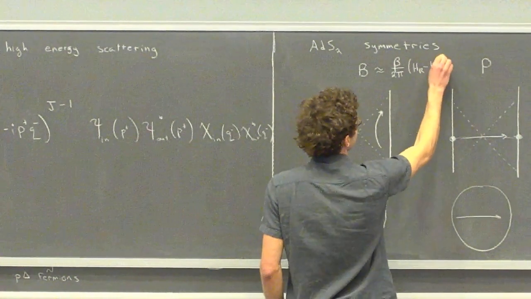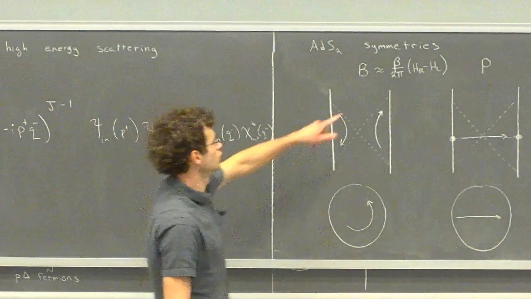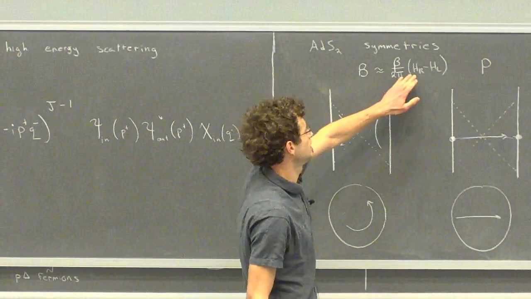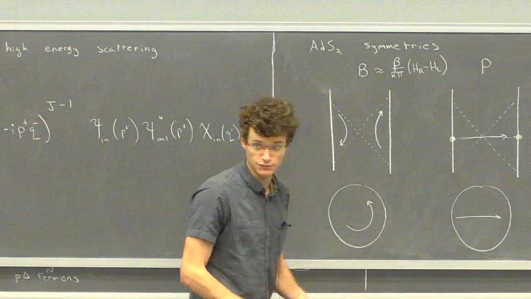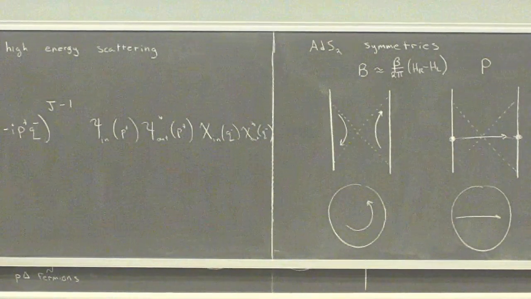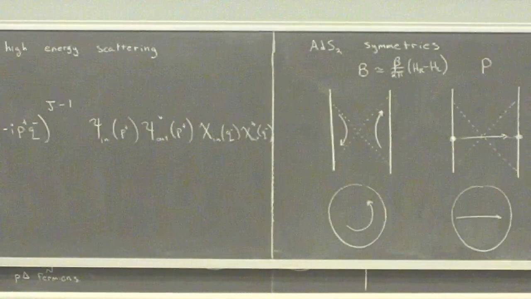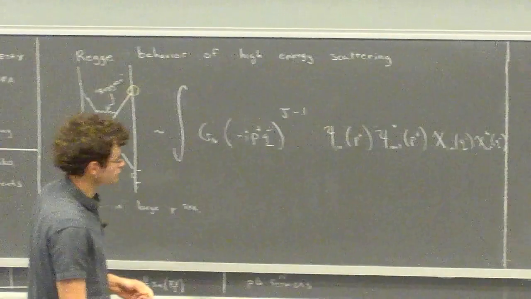I should have written here that this boost operator is approximately given by beta over 2 pi, where beta is the inverse temperature, times h right minus h left. And h right and h left are just the Hamiltonians on the 2 boundaries. So by boosting these, that's equivalent to doing a time translation of these operators on the 2 boundaries.